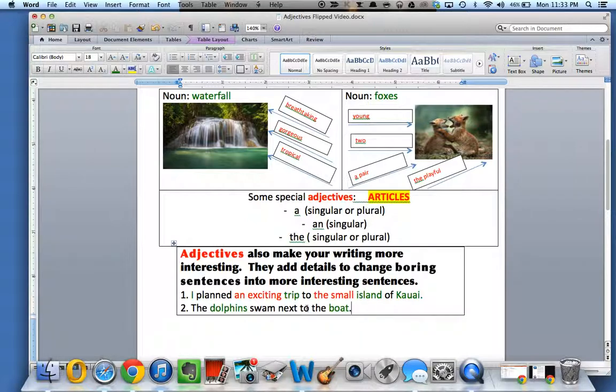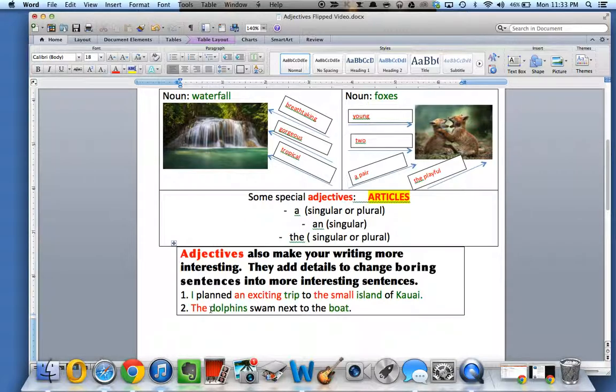So now let's add some details to these two nouns that we have. The dolphins. Hopefully you found and remember that those are special adjectives called articles. And "the" here is showing that it's singular or plural for the dolphins. Ask yourself that question. "The" is symbolizing plural, more than one, because we see that this is a group of dolphins. So the dolphins. Let's add something else to make it more interesting.